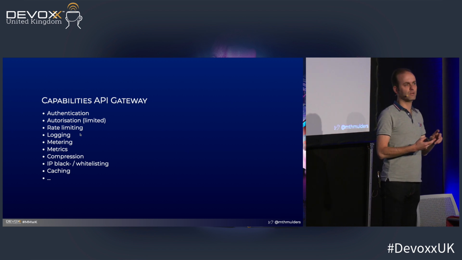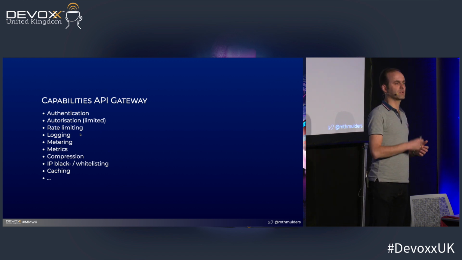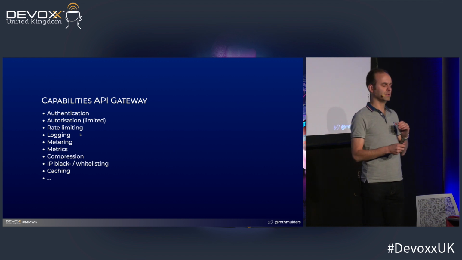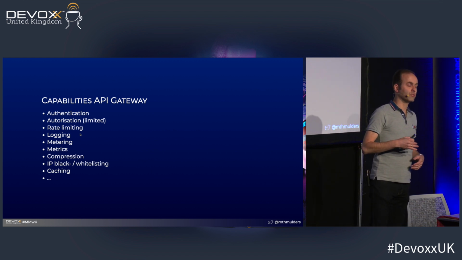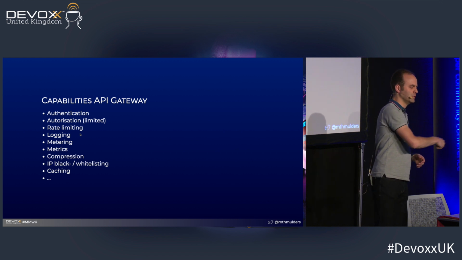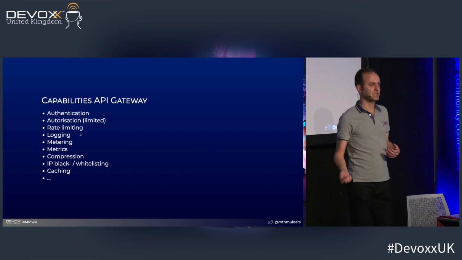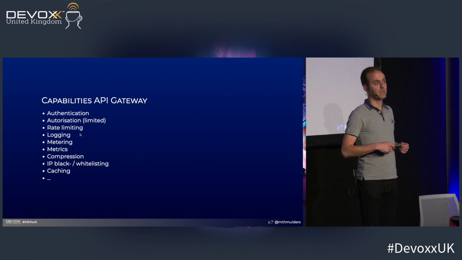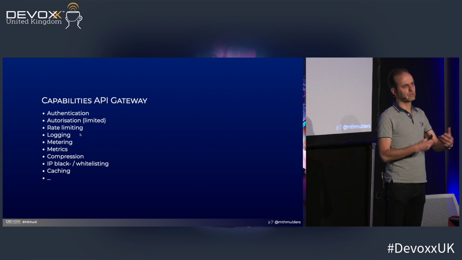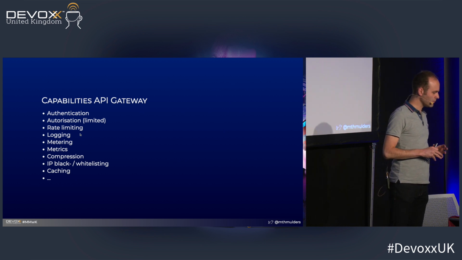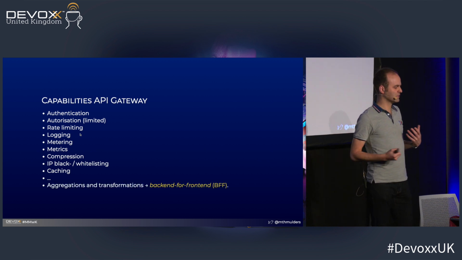As I said, it can authenticate and authorize clients. It can enforce rate limiting. So it can say to a client, well, you're sending too many requests. Please calm down. It can do access logging. It can do metering, like exactly counting how many invocations you've had. It can keep metrics like response times, error codes, etc. It can do compression, gzip compression, for example. It can do IP blacklisting, whitelisting, very powerful if you want to restrict access to your solution to just a few clients that you know in advance. It might even do caching.